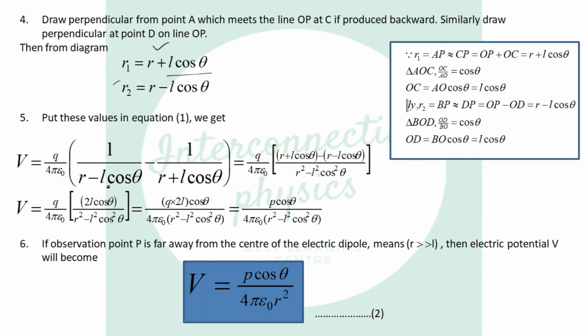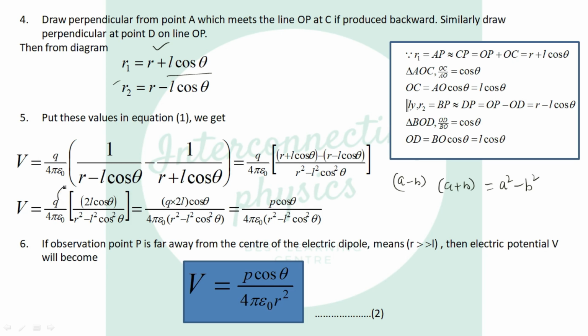We take the LCM, r minus l cos theta, r plus l cos theta, that is a minus b and a plus b, which is a square minus b square. So here a is r and b is l cos theta. Now cross multiply, we get r cancels out with r and we get 2l cos theta.